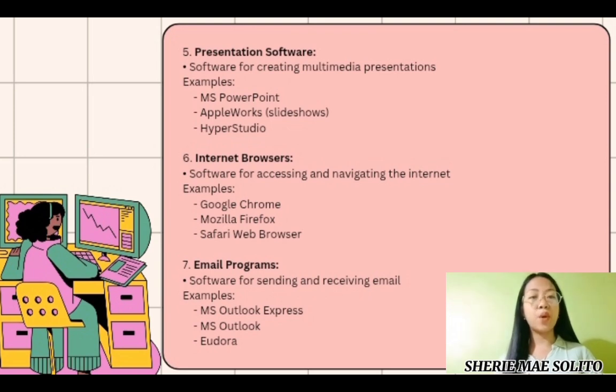The seventh example is email programs. These programs send and receive email, also known as an email client or email application. It is a software application that enables users to send, receive, and manage email messages. The following examples are Netscape Messenger, MS Outlook Express, MS Outlook, Eudora, and AOL Browser.